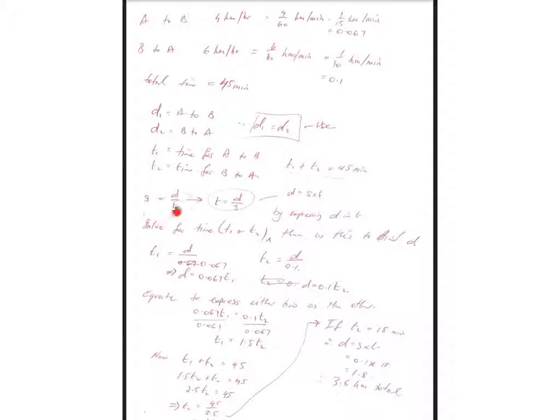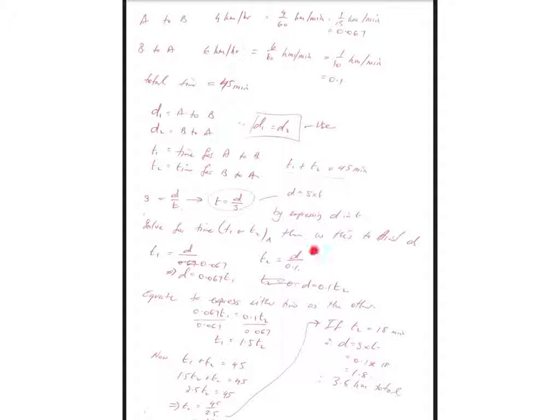Now, what we want to do is rely on this: speed equals distance over time, and then also time equals distance over speed, which comes from this. So we've gone from this to this to this. Now, we want to express, like it says here, D in terms of T. So I'm going to use this bit of information here, and the two speeds that we've got. So T1 equals D over 0.067. So we end up with D equals 0.067 T1. We're just multiplying both sides by this to find D.